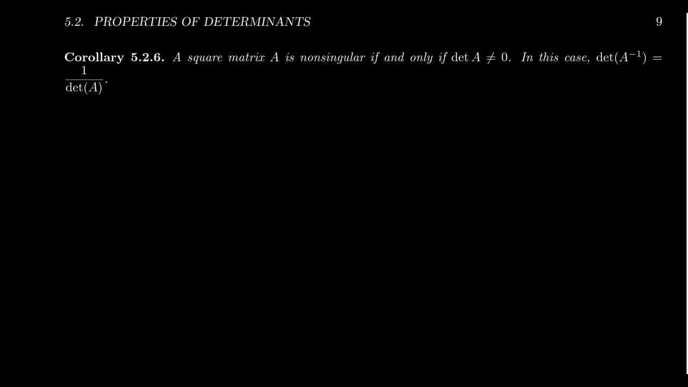There are tons and tons of consequences of this multiplication preserving property of the determinant that I want to talk about in this lecture. So, for example, a matrix is non-singular, it has an inverse, if and only if the determinant is not zero. And in that case, the determinant of A inverse is just equal to the reciprocal of the determinant. The idea is the following. The proof is actually pretty short and slick.